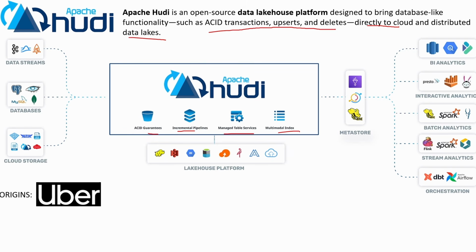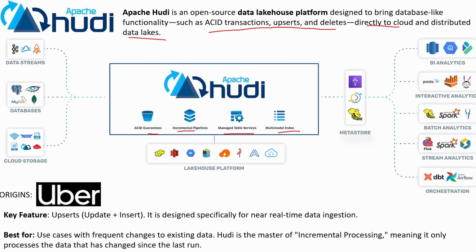If I talk about the origins of Apache HUDI, it was initially developed by Uber. And the key feature here is upserts. It is designed specifically for real-time data ingestion. It is best for the use cases with frequent changes to existing data. HUDI is the master of incremental processing, meaning it only processes the data that has changed since the last run.